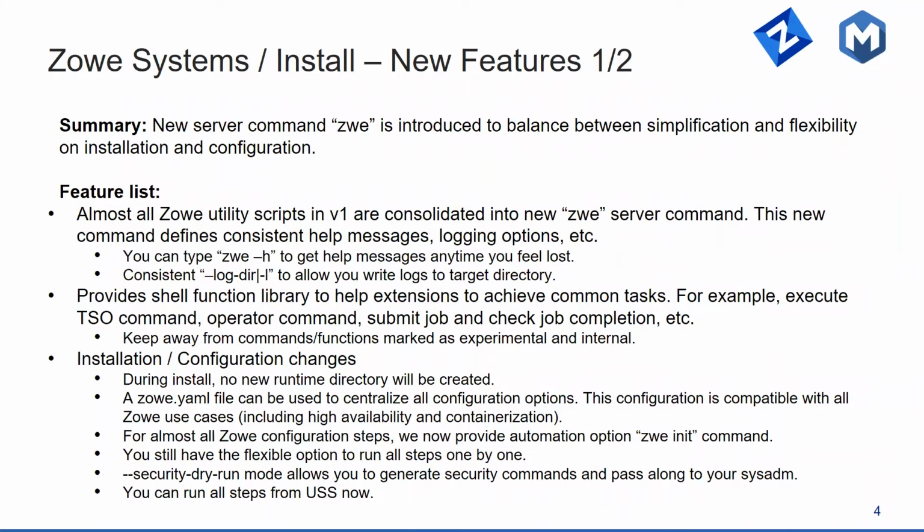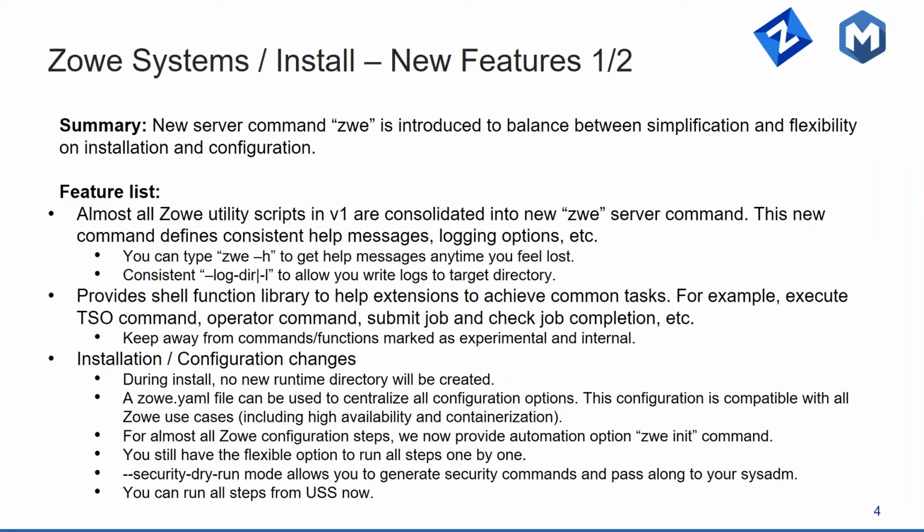So in version one, you may already notice we have many utility scripts, and each of the scripts is located in different directories, and each script may have different command line arguments. Some use -h, some use -l, some use -i, etc. It's not very consistent, and the location is also not very consistent. So the help is also very limited.